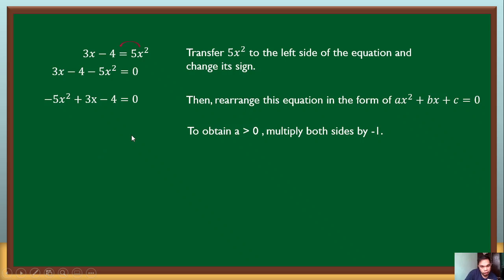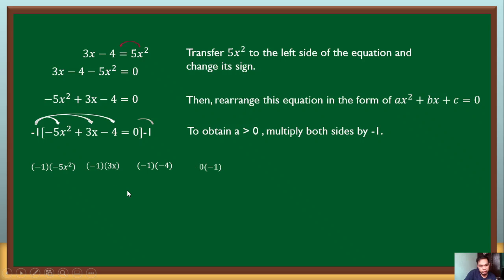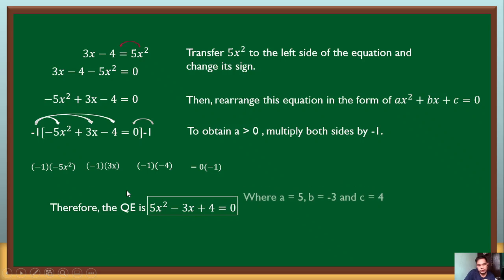And to obtain a greater than 0, or to obtain a positive a, we have to multiply both sides of the equation by negative 1. So negative 1 times negative 5x squared will become 5x squared. And negative 1 times 3x, negative 1 times negative 4, and negative 1 times 0. So we have the same answer, 5x squared minus 3x plus 4 equals 0. Okay, so this is just the other solution.